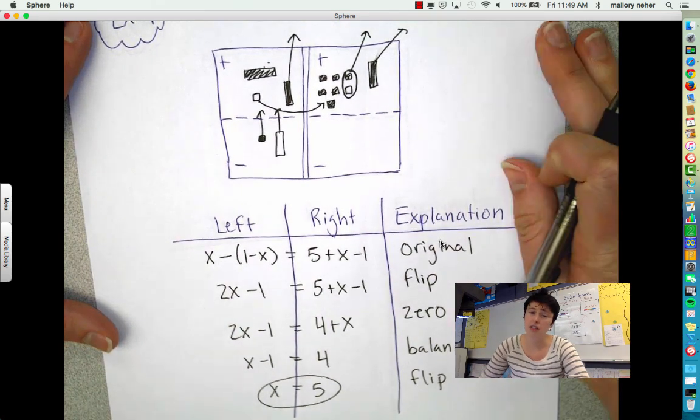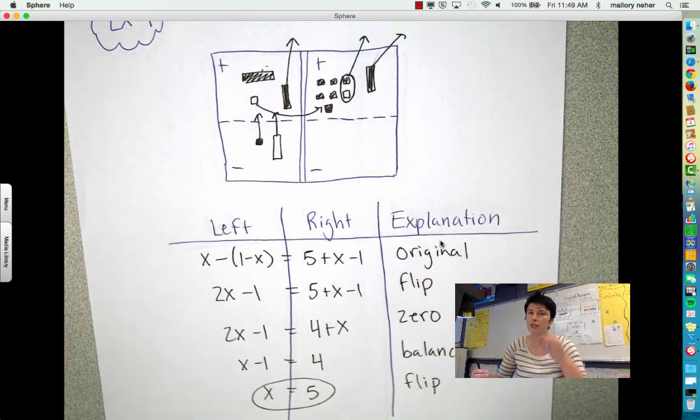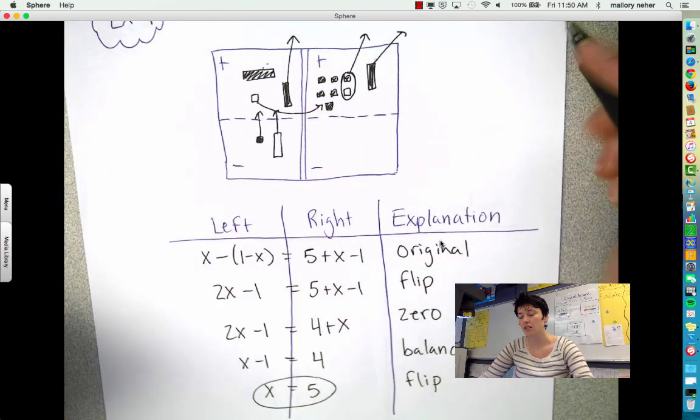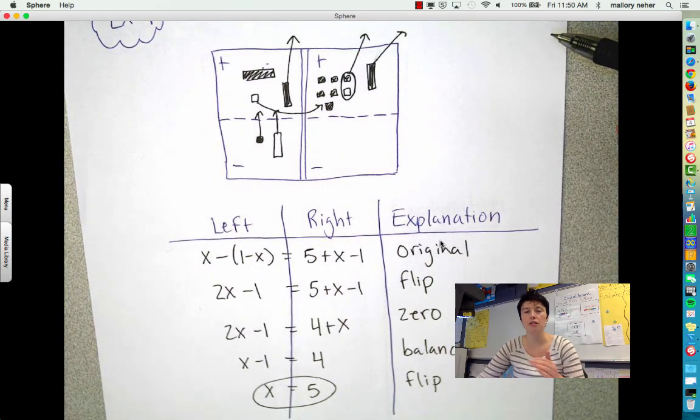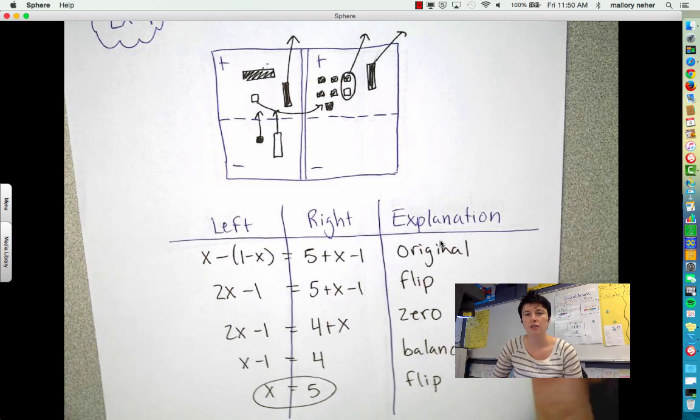So like I said, eventually we're going to be doing these problems where you won't have to show as many steps. You'll get faster at this and you won't need the visual. But until we get there, this is a really helpful tool for you to understand these different types of moves, these flip, zero, balances. So yeah, we'll keep working on it.